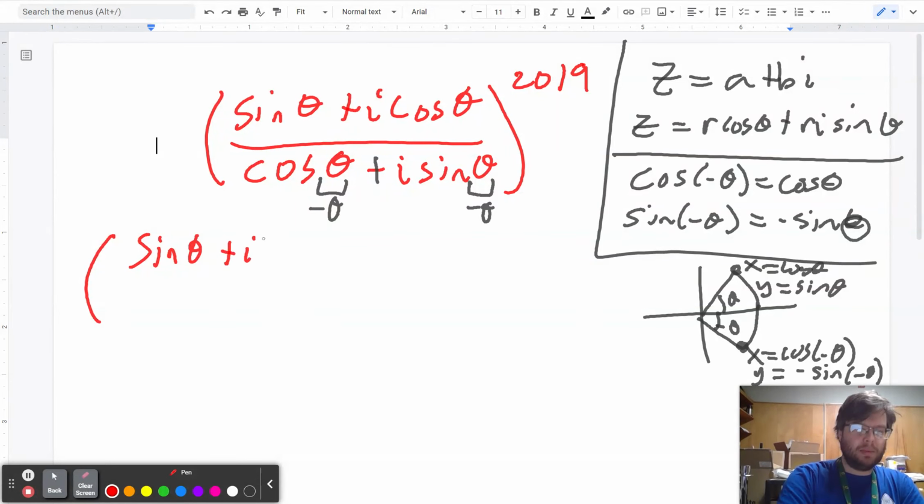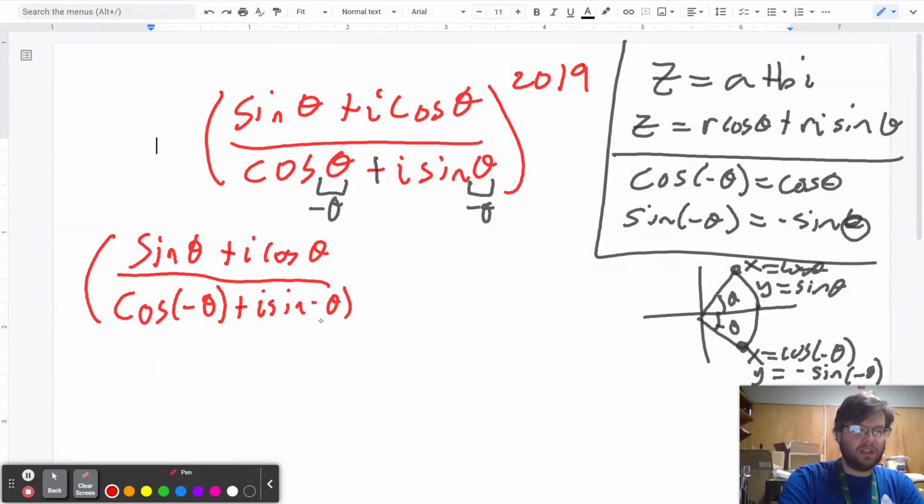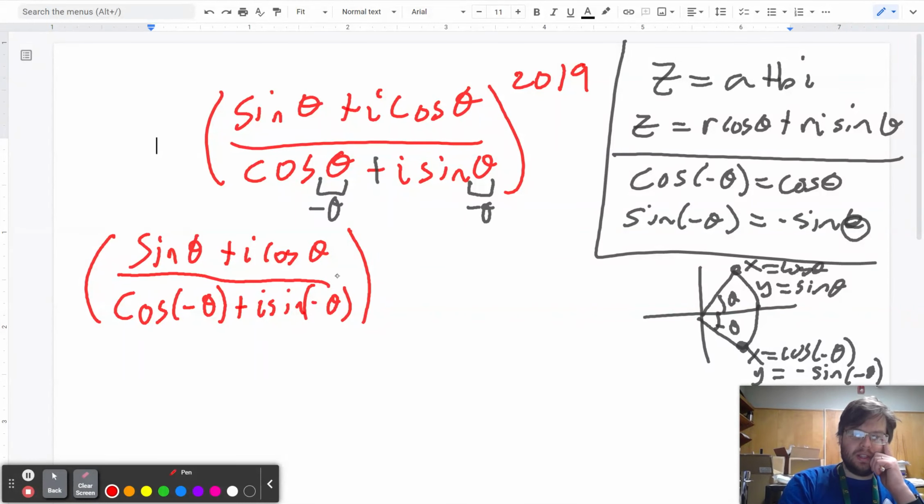So I see the top is sine theta plus i cosine theta. I'm just copying that down because I haven't thought much about how I'm going to deal with it yet. And then the bottom I can write as cosine of negative theta plus i sine of negative theta. So that's kind of nice. Now the top is just a little bit wrong, meaning if I multiplied the top by i I could make it look like the bottom.